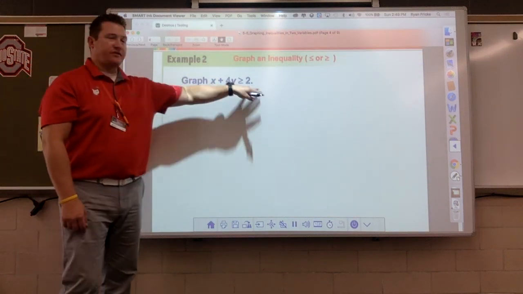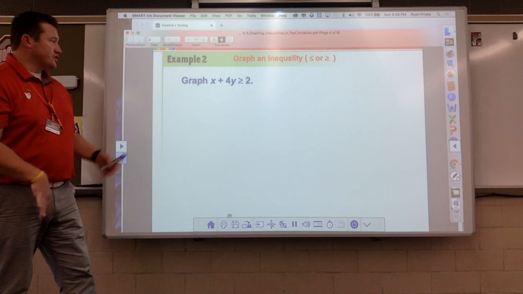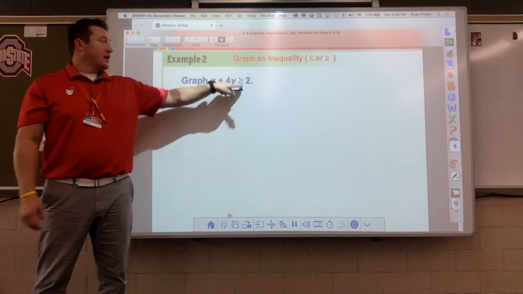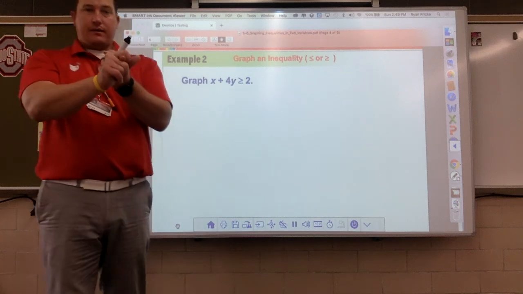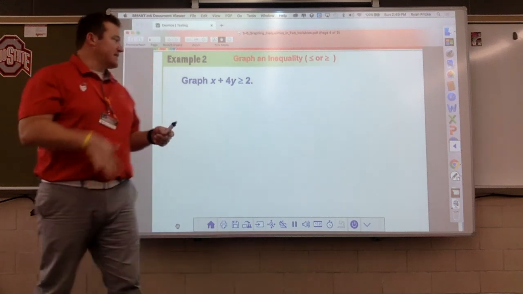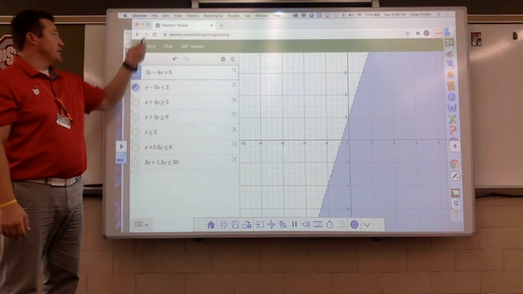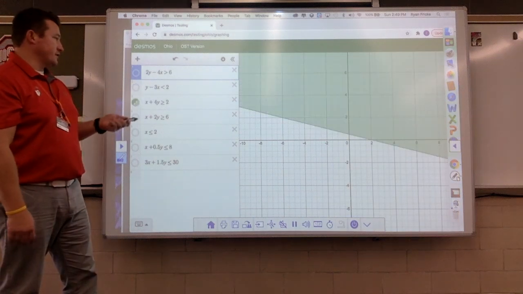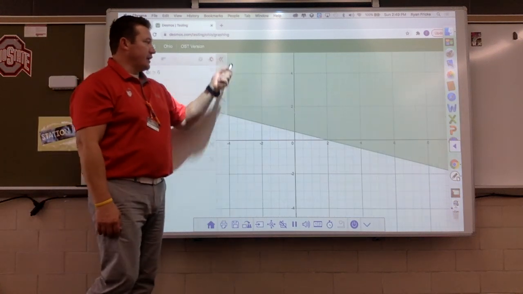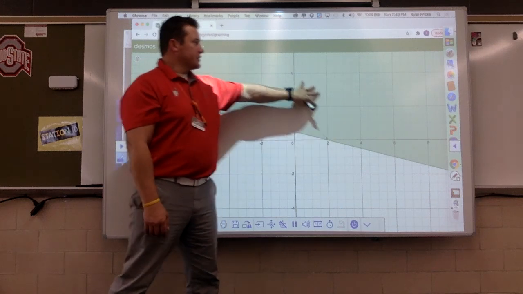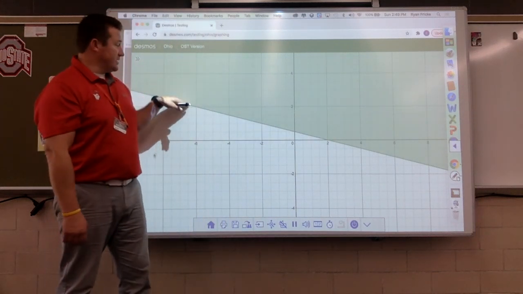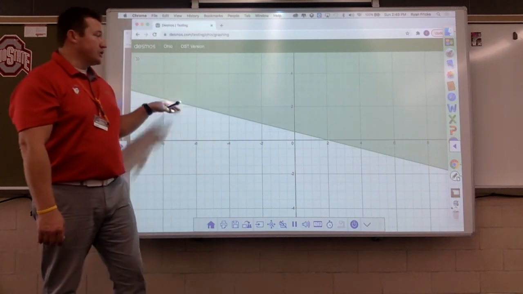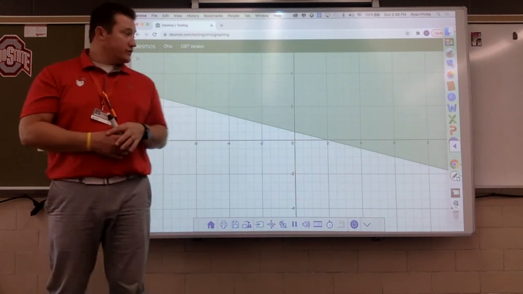Graph this one, x plus 4y greater than or equal to 2. Again, think about what this is going to look like. Greater than or equal to. What kind of boundary line are we going to get? That's right. It's going to be a solid boundary line on this one. Here it is right here. So we call this the closed half plane, because we are using that boundary line as part of our solution area.